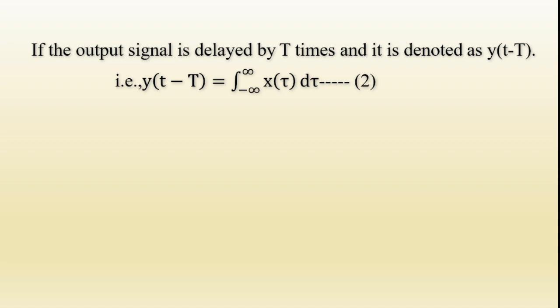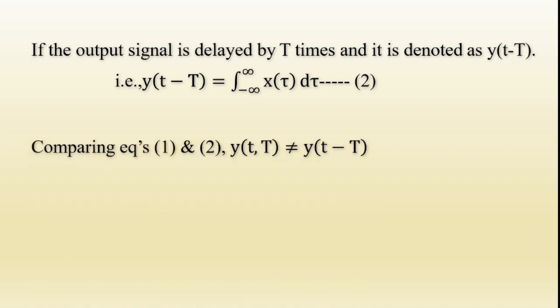So now comparing equation 1 and equation 2, we get equation 1 is not equal to equation 2. So that is y of t comma capital T is not equal to y of t minus capital T. The time invariant system condition is not satisfied here. Hence, the given system is time variant system.